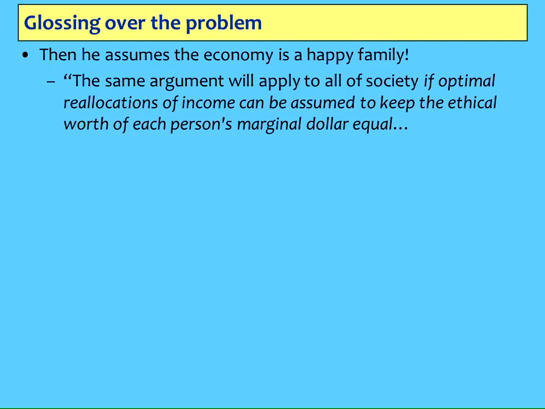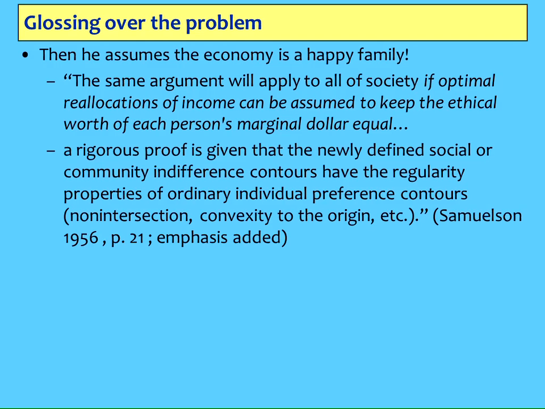Can you believe this stuff? And he then says a rigorous proof is given that this community indifference curve has all the properties of an individual one, and therefore you can do everything we've been doing so far in neoclassical economics. So America, if we assume it's one big happy family where they redistribute income prior to trade taking place, you can describe it with a single indifference curve.